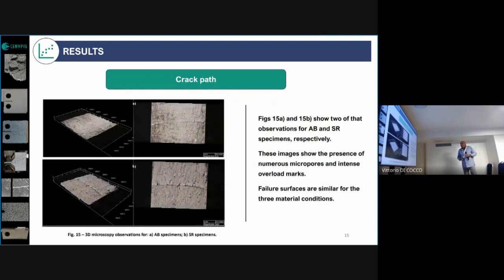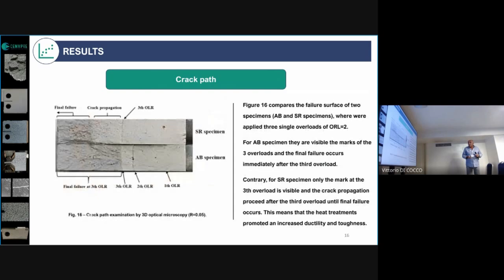Here we can see also the fracture surfaces after applying some overloads. We can say that we observe the same for the three materials, and we can observe a lot of micropores and defects. Here it's visible, and this is the mark of the overload, of course. Here there is a comparison between two specimens, the base material and the stress relief specimens, and there are some differences.